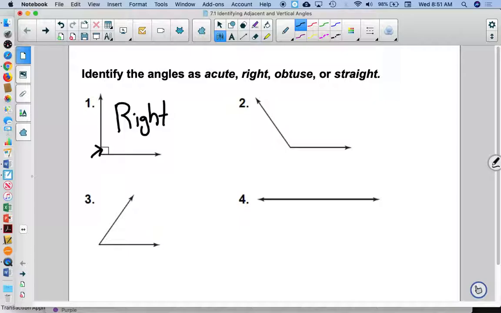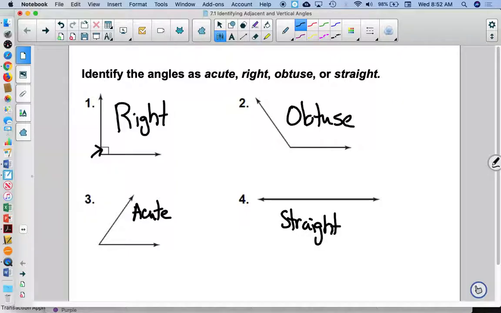Number two, what type of an angle is it? Reagan. Obtuse. Why is it an obtuse angle, Reagan? It's greater than 90 degrees. Good. What about number three? Trenton? Acute. How do you know it? It's less than 90 degrees. Less than 90 degrees. What about number four? Is it going to trip you up? What type of an angle is number four? Jabin? A straight angle. How do you know it's a straight angle? Because it measures 180 degrees. Good. It would measure 180 degrees.